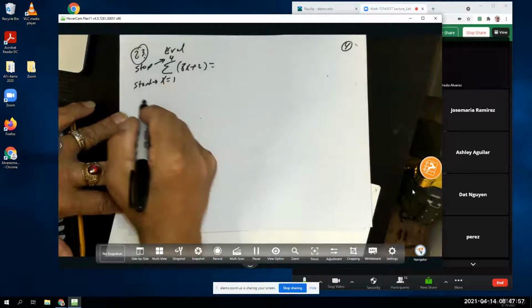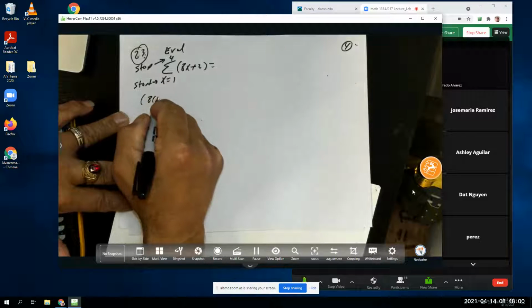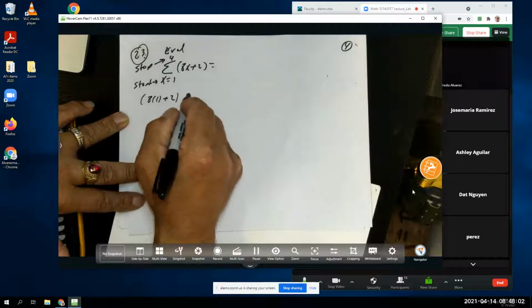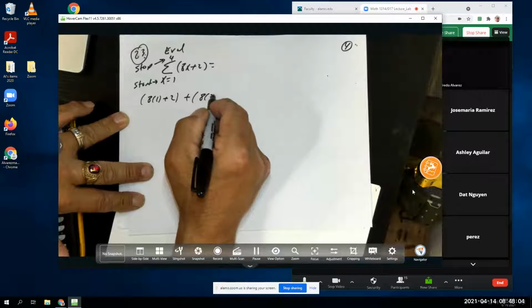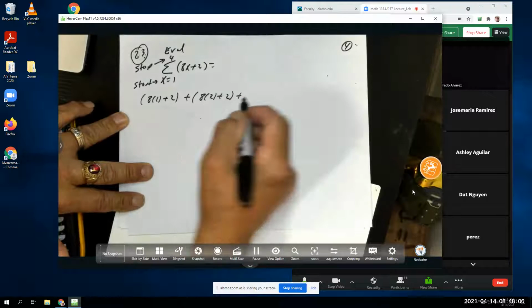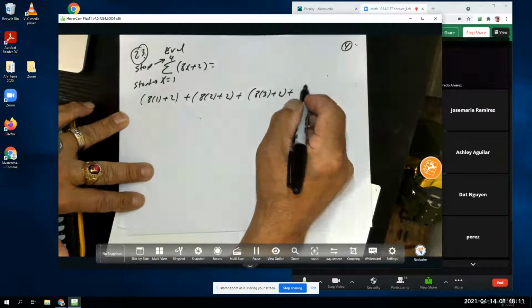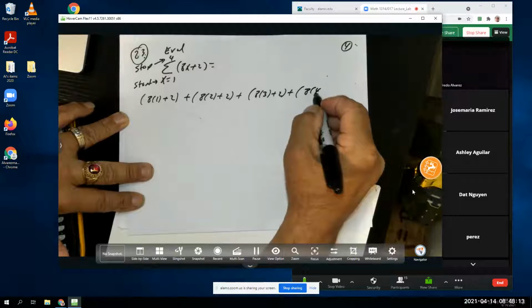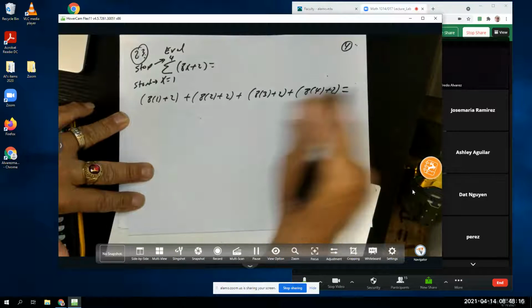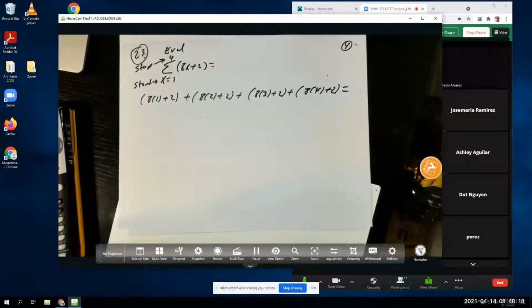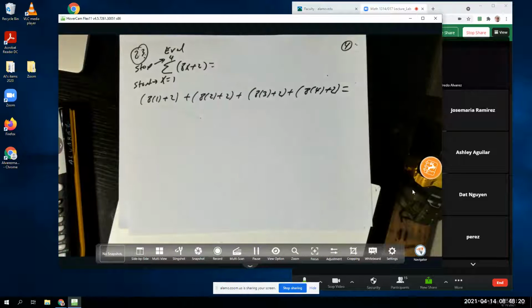And you start with a 1, you put it in there. This is going to be 8 times 1 plus 2 plus 8 times 2 plus 2 plus 8 times 3 plus 2 plus 8 times 4 plus 2. There you go. So now, once you do all of that, you put it in a calculator and hit enter. And it should give you an answer.